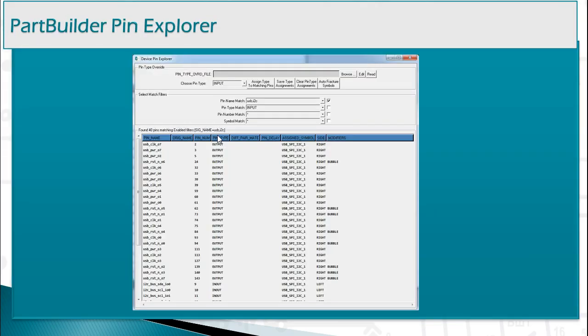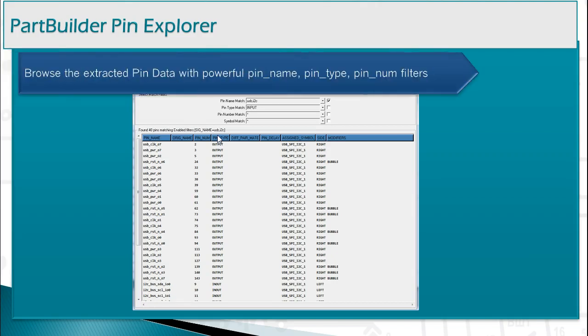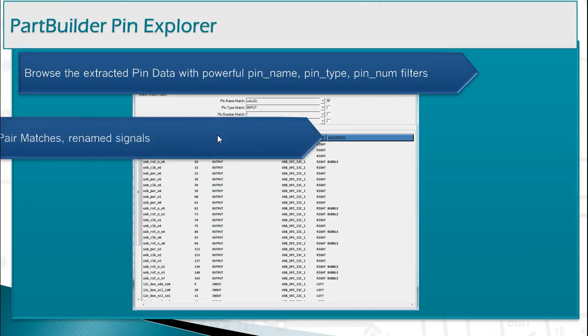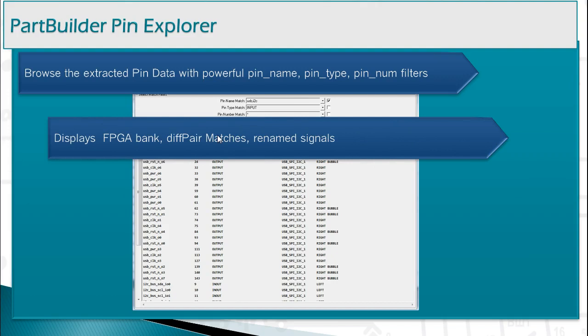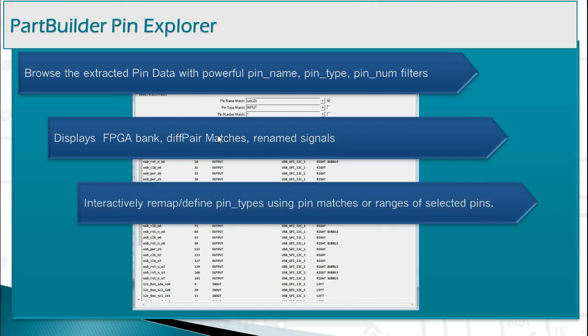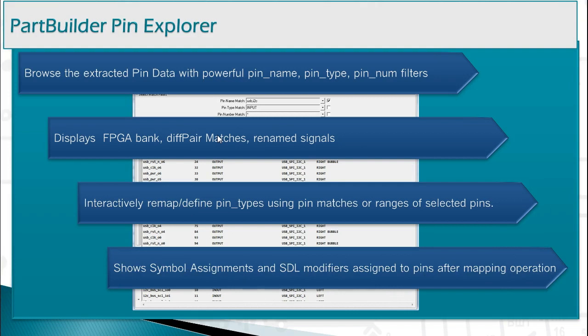Once we read the pin data, the PartBuilder Pin Explorer can be used. With that, we can browse the extracted pin data with powerful pin name, pin type, and pin number filters. We can display FPGA bank, diff pair matches, rename signals, type, and what symbol it's assigned to. We can interactively remap and define pin types using pin matches or ranges of selected pins. And we can show the symbol assignments and SDL modifiers that are assigned to pins after the SDL mapping operation has run.